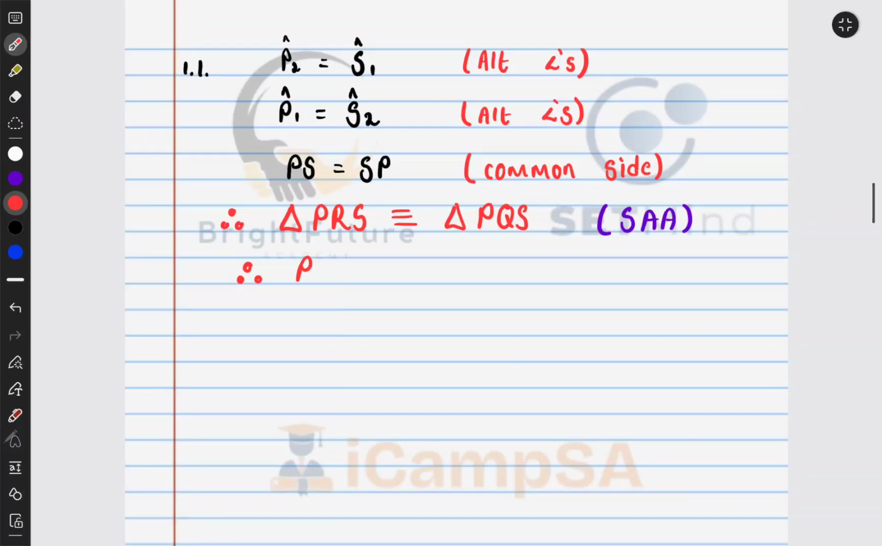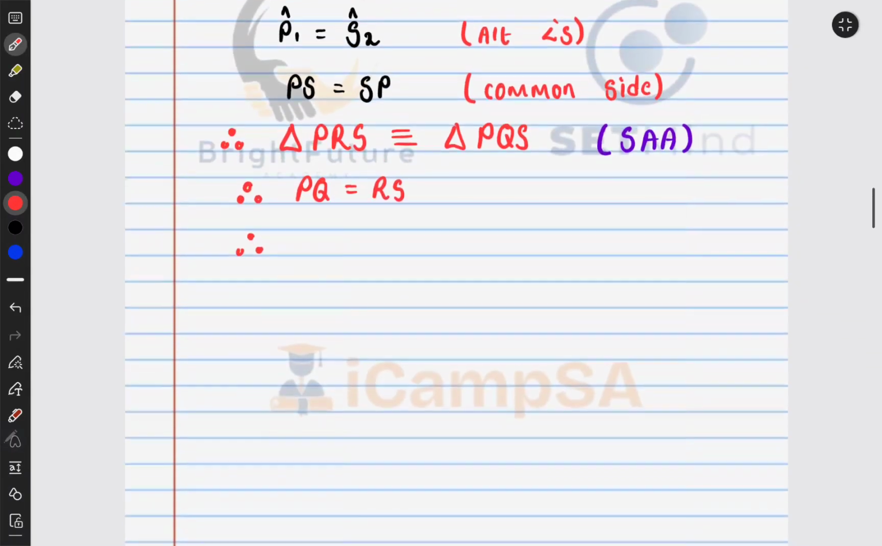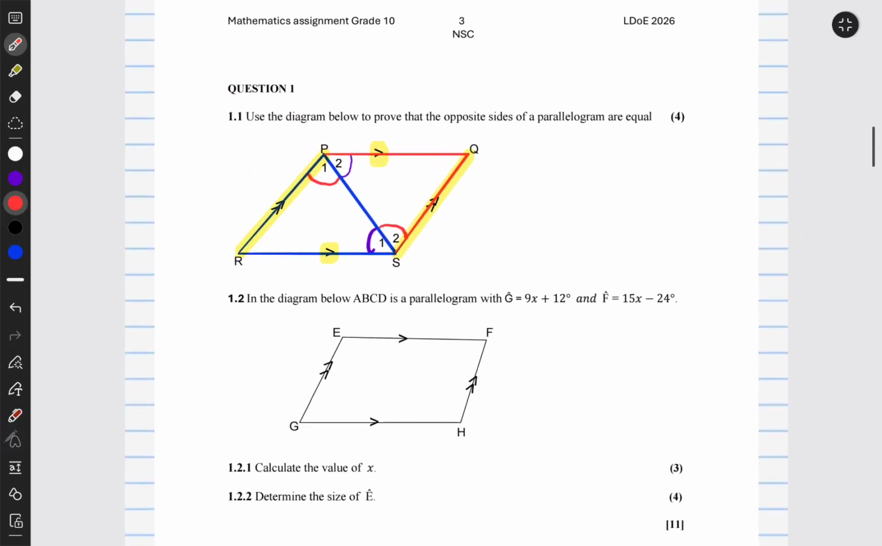Therefore, side PQ is equal to side RS, and side RP is equal to side SQ. So basically, that's how you prove that the opposite sides of a parallelogram are equal, by using congruency.